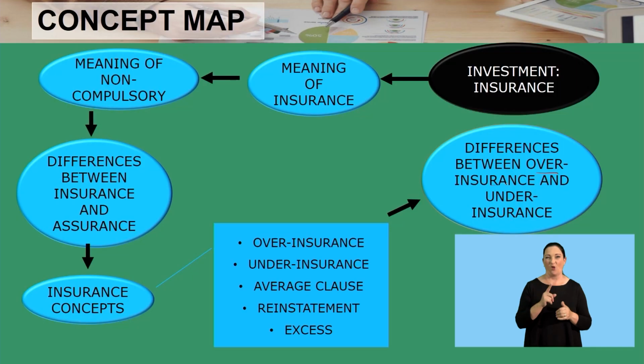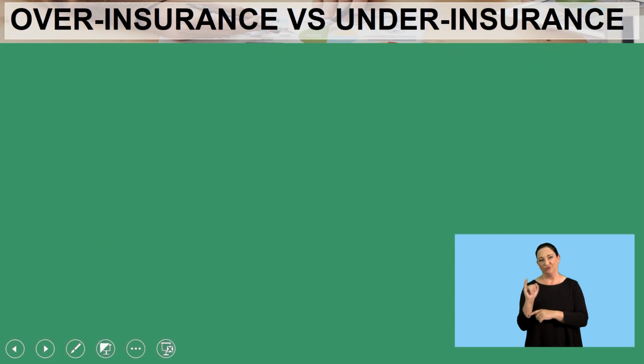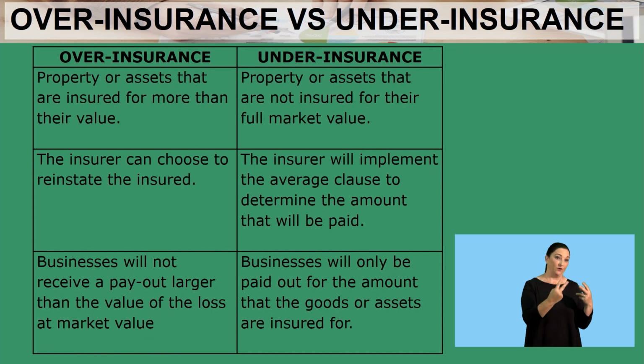As we proceed, we look into the last part of our lesson, which is the differences between over-insurance and under-insurance. Over insurance refers to property or assets that are insured for more than their value, so the insurance company is receiving more for an asset that is worth less. Under insurance refers to property or assets that are not insured for their full market value. That is the critical difference between the two.